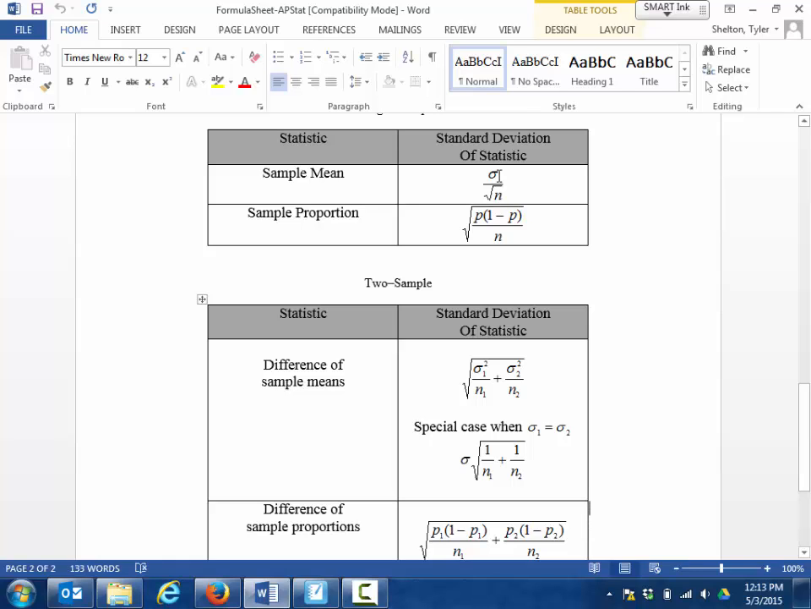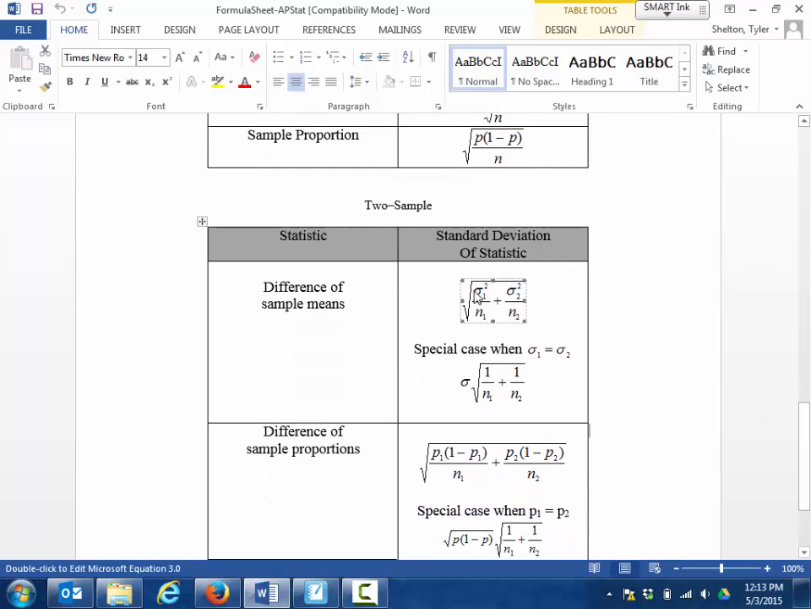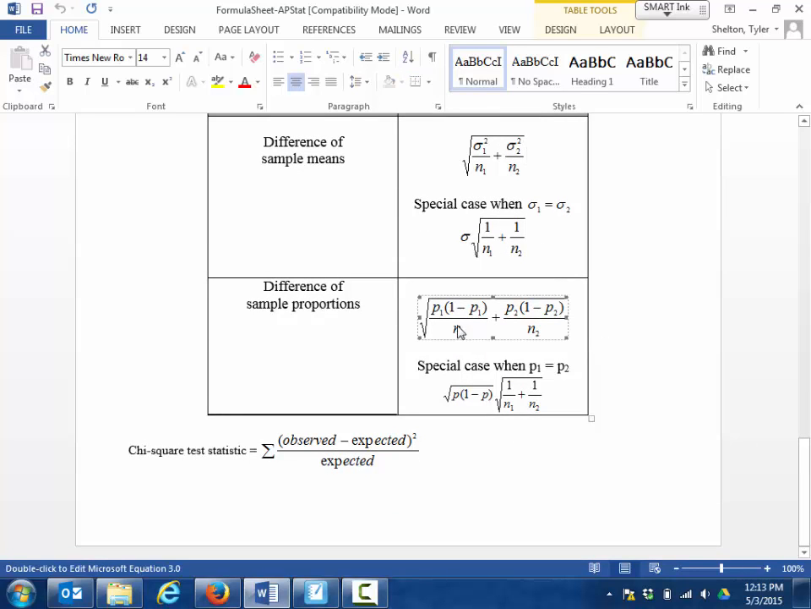When you don't have sigma, sigma is your population standard deviation. When you don't have sigma and you just have a sample standard deviation, that's when you're using a t distribution instead of a normal bell curve. And you need to pay attention to your degrees of freedom when you don't know that population standard deviation. Same is true for differences of sample means. If you don't know the population standard deviation, that's when you're using the t distribution.